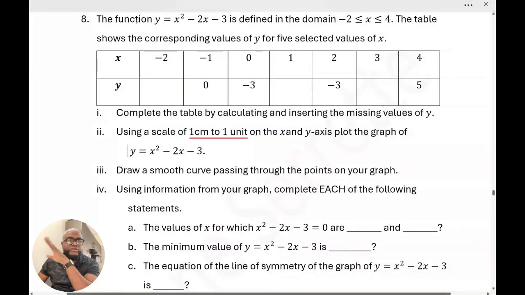Okay. So the function y is equal to x squared minus 2x minus 3 is defined in the domain -2 less than x less than or equal to 4. That simply means that x is starting at -2.